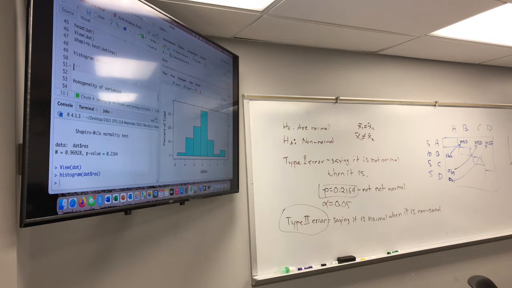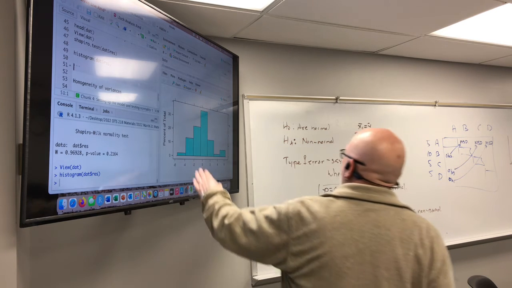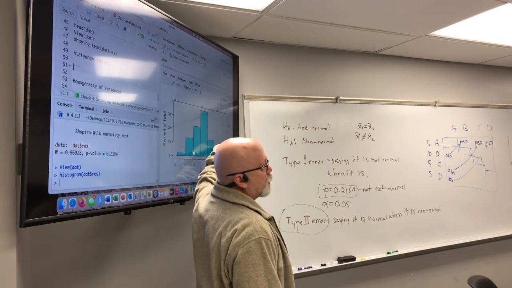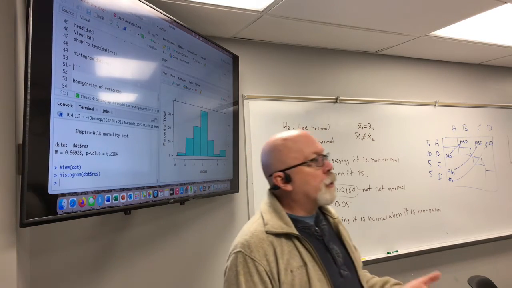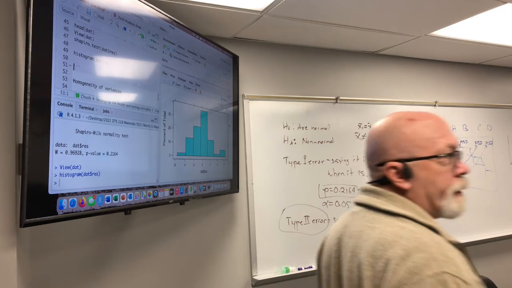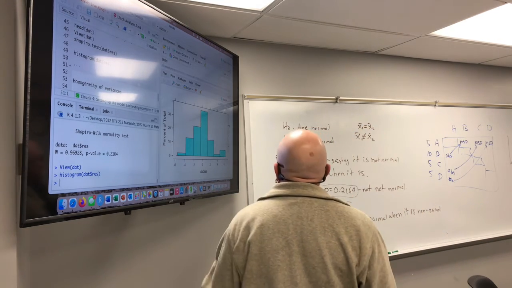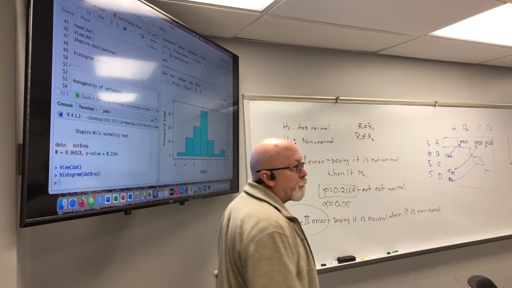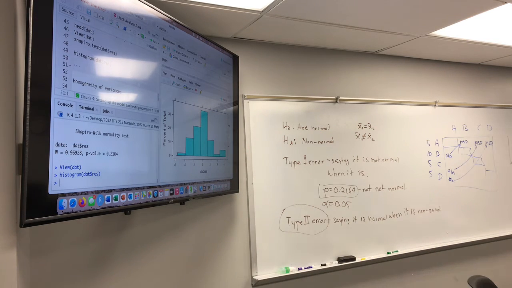It looks normal-ish. This side looks pretty normal. This side looks less so normal. But once again, you're also doing a histogram with only 50 observations, only 50 residuals being plotted. And so it's normal-ish enough that you don't get a significant deviation from normality. But I would have trouble if I was trying to make an argument in a court of law that this is a normal distribution. Just because it's not different from a normal distribution is not the same thing as saying it is a normal distribution. We just don't have enough evidence to say that it's not normal.